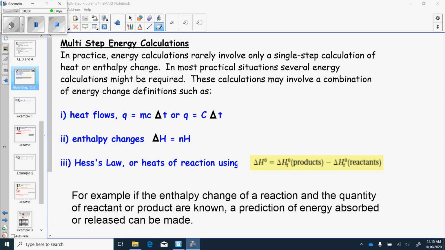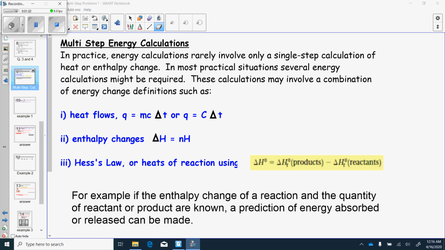Multi-step energy calculations are really just problems that may involve more than one concept that we've talked about in thermochemistry. Practical energy calculations rarely involve just one single calculation of heat or enthalpy. In most practical situations, several energy calculations might be required. So what we've been building in this first unit is kind of a toolbox, and we've been putting different techniques into that toolbox. Now we've got all of these techniques, and we're going to see which ones work best to solve these problems.